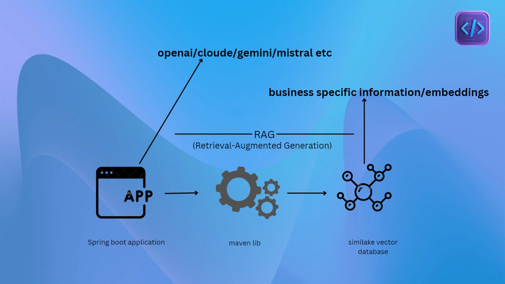We have a general response like OpenAI, Claude, Gemini, or Mistral. They do not have business specific information. So using RAG, we combine the vector database, vector database embeddings, and the OpenAI or Claude or Gemini or Mistral kind of LLM, and combined together we get the response, and we send back the response.